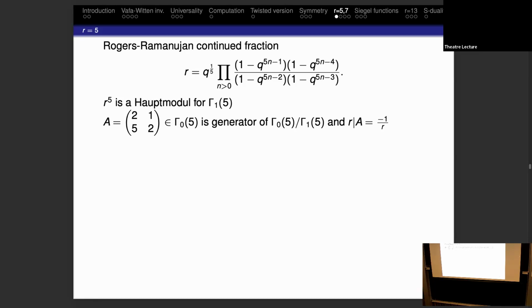So that means it generates the modular functions on gamma 1, 5, as rational functions. So every modular function on gamma 1, 5 is a rational function in this R. And if we take A as a generator of gamma 0, 5 modulo gamma 1, 5, then it acts on R by sending R to -1 over R. Okay, so this is a simple thing.